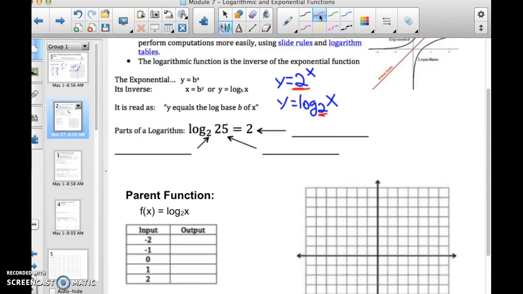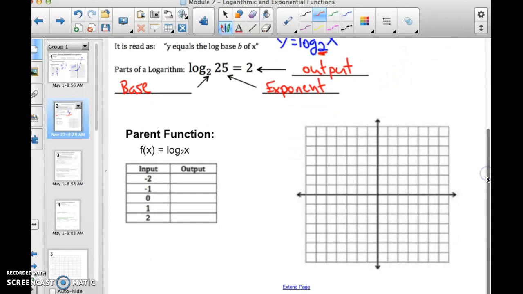Alright, so parts of a logarithmic function, you have log, the 2 in this case is the base, the 25 in this case is the exponent, or the power, and 2 is the output. Alright, those are the parts of a logarithmic function. So in the parent function, 2 is the base, and then x would be the exponent. And then if it equaled something, then that would be the output. So let's graph the parent function of a logarithmic function. Alright, so the parent function for the logarithmics is log base 2 of x.